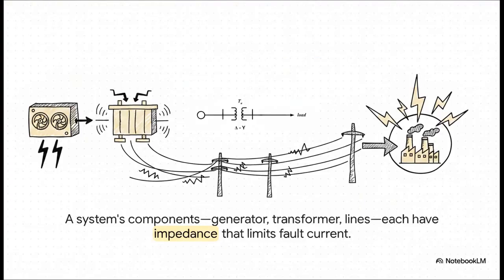So first things first, you have to model the system. Every single component, from the generator creating the power, through the transformers, and all along the power lines, every single one has some natural impedance that acts kind of like a bottleneck. It's the total impedance, from the source all the way to where the fault happens, that ultimately puts a cap on how high that fault current can get.